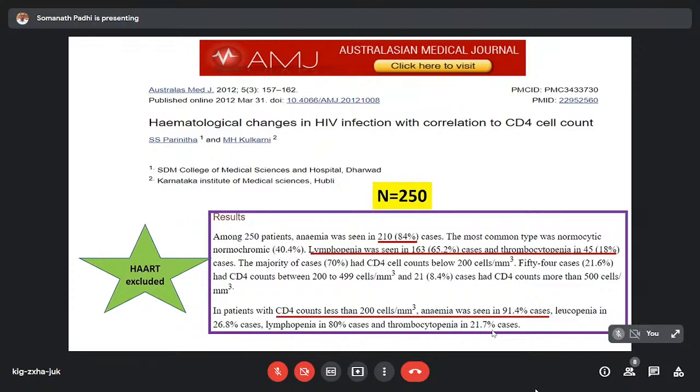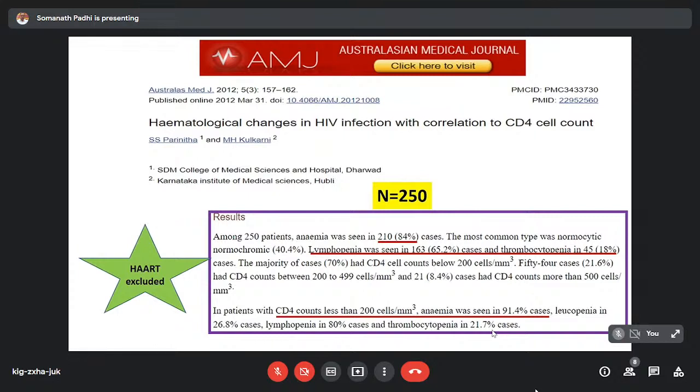There was also evidence of microcytic hypochromic anemia. Lymphopenia was seen in 65.2%, and 18% had thrombocytopenia at presentation. And when the CD4 cell count was less than 200 cells per microliter, the prevalence of anemia was 91.4%, and leukopenia was 6.8%, whereas lymphopenia and thrombocytopenia were 21.7%.